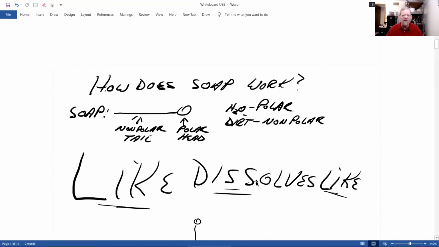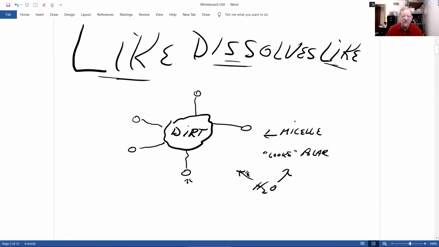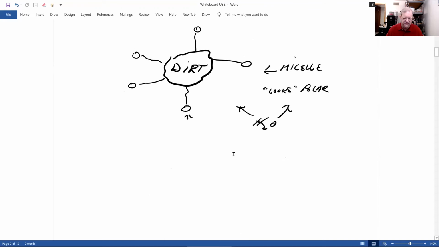So you should know how soap works. Soap, nonpolar tail, polar head. Water is polar, dirt is nonpolar. Like dissolves like. What happens is when you use soap, you form a micelle, which has this structure, and it looks polar to water. And therefore, because like dissolves like, the dirt and water, really the micelles, go down the drain together. That's how you get your hands clean, or anything else.